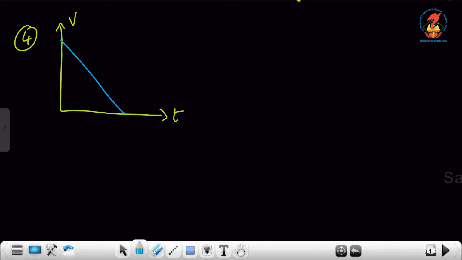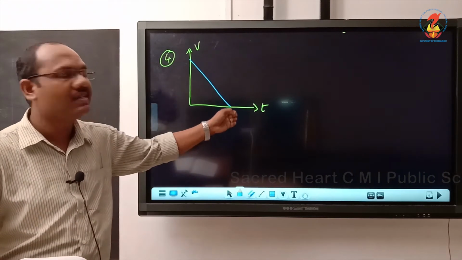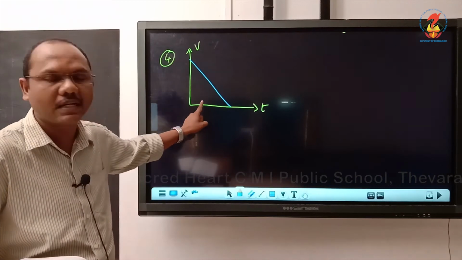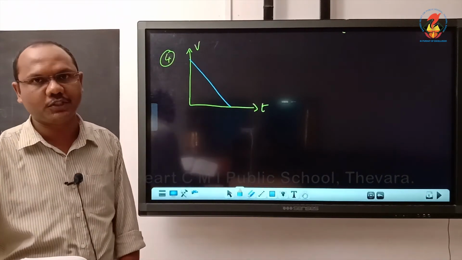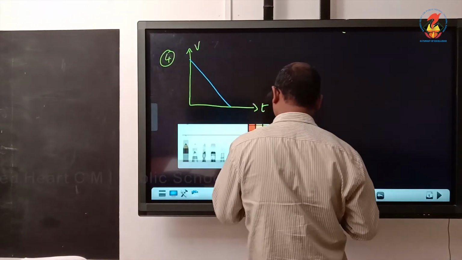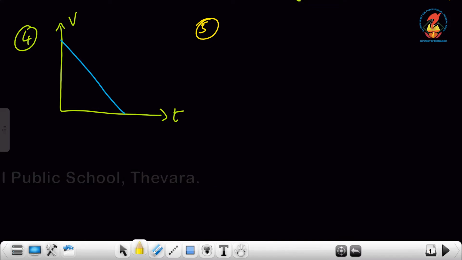Look here. Here velocity of the body is decreasing to 0. What does that mean? That means the body is moving with uniform deceleration, that means retardation. So this is the velocity time graph for uniform retardation. So here slope is constant but negative. That is why it is a retardation.